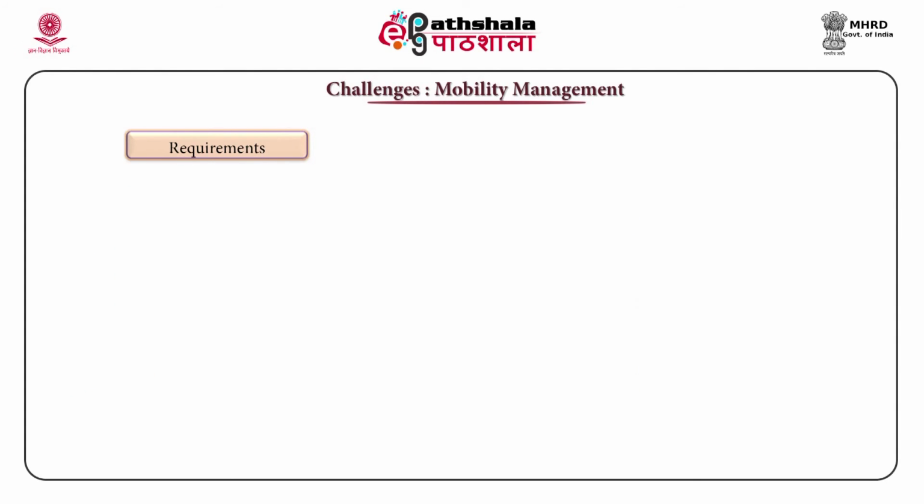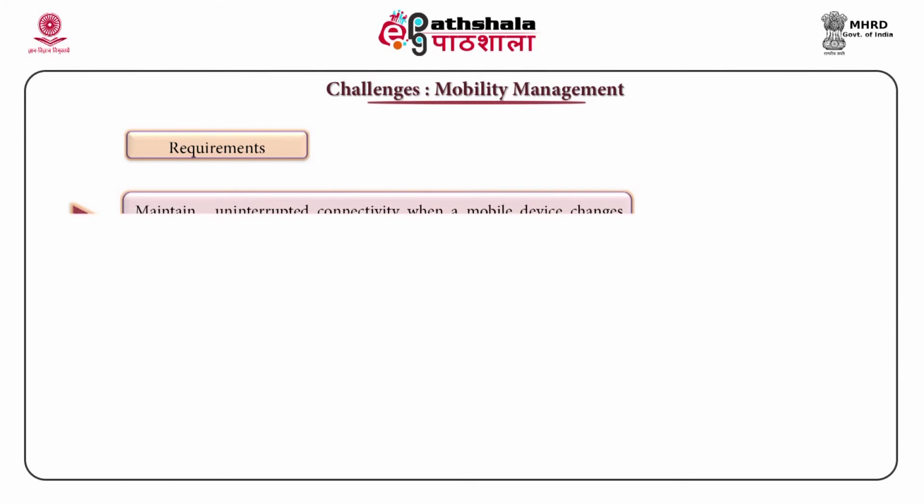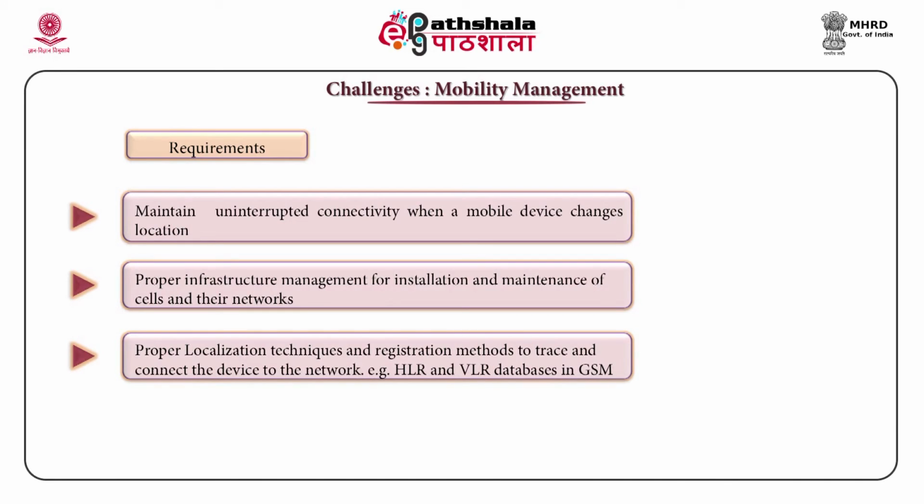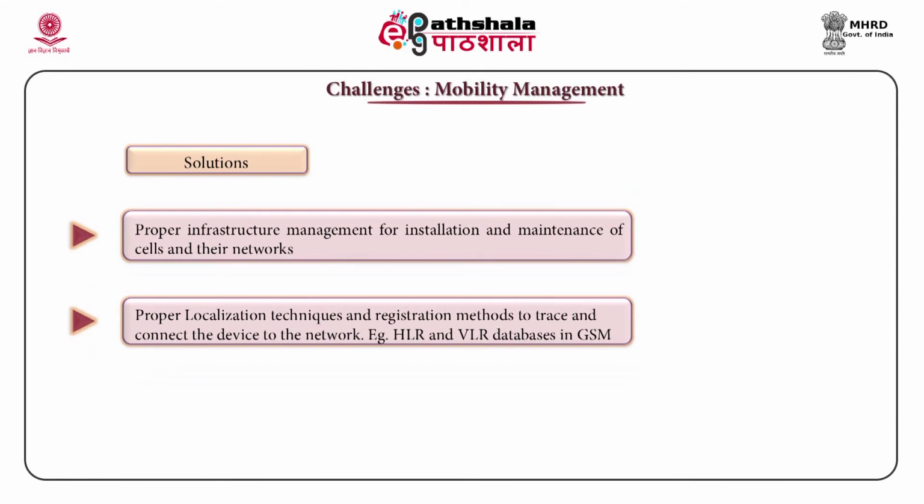The next challenge is mobility management. An ideal wireless technology, particularly in a mobile computing environment, should maintain uninterrupted connectivity when a mobile device changes location. Proper infrastructure management for installation and maintenance of cells and their networks is one of the measures towards mobility management. Proper localization techniques and registration methods are applied to trace and connect the device to the network. Like GSM uses HLR and VLR databases which maintain information about the location of the devices. We have mobile IP and cellular IP to support mobility in the internet.